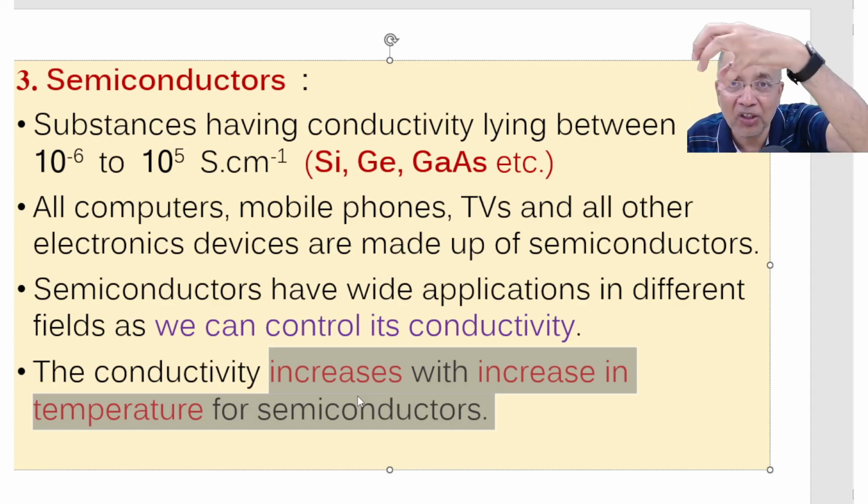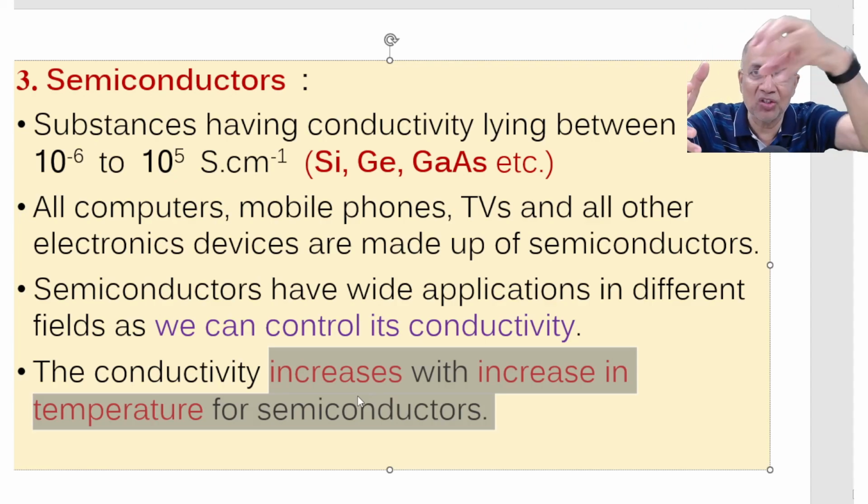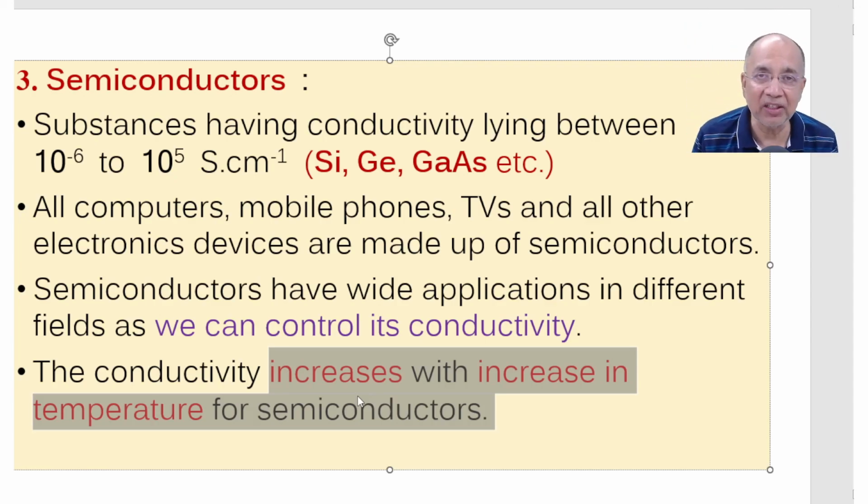The flow of electrons gets resisted by the atoms because the kinetic energy of the moving electrons increases, and so also the amplitude of vibration of the seated atoms at their mean positions increases. So they hit each other and the flow of electrons gets slowed down. So the conductivity decreases with increase in temperature for conductors.